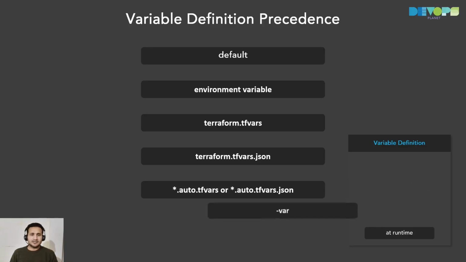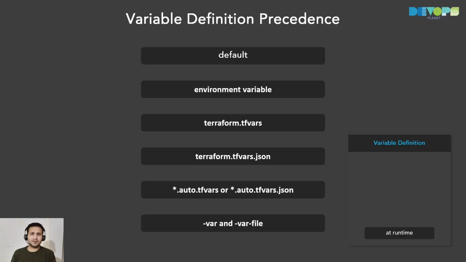Then we do have -var, which is the one with the highest priority. So if I have the value defined in the default, environment variable or any other way, but I am configuring it at the time of executing the command with -var, then that will be considered. And with var, we do have -var and -var-file, which will be taken into consideration.